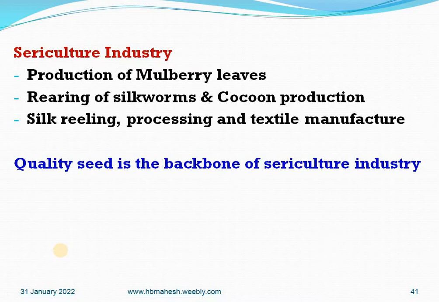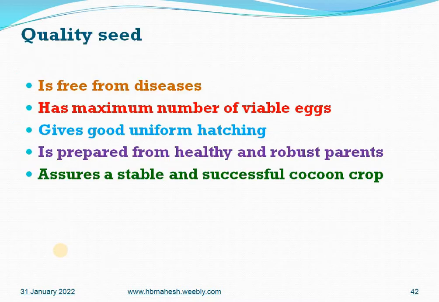constituting three aspects. First one is mulberry production. Second one is silkworm breeding and cocoon production. Third one is post cocoon technology, that is nothing but the silk reeling, processing and textile manufacture. See, these are the components of the sericulture industry. Quality seed, that is nothing but the quality egg, is the backbone of the sericulture industry.